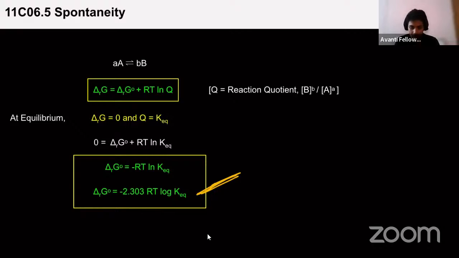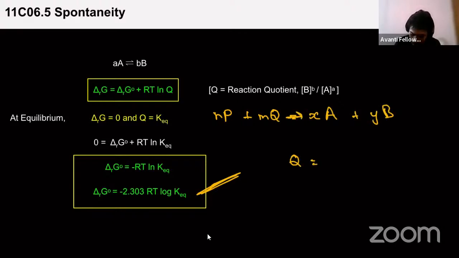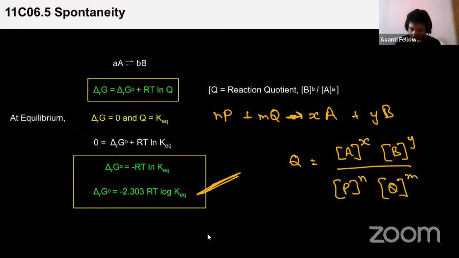If any different reaction is given, let's say a reaction is given in this way, let me write it again: nP plus mQ gives rise to xA plus yB. Now, what is the reaction coefficient? Q is equal to the concentration of A power x into the concentration of B power y, divided by the concentration of P power n into the concentration of Q power m. Based on how many products and reactants are given, you can write the reaction coefficient.